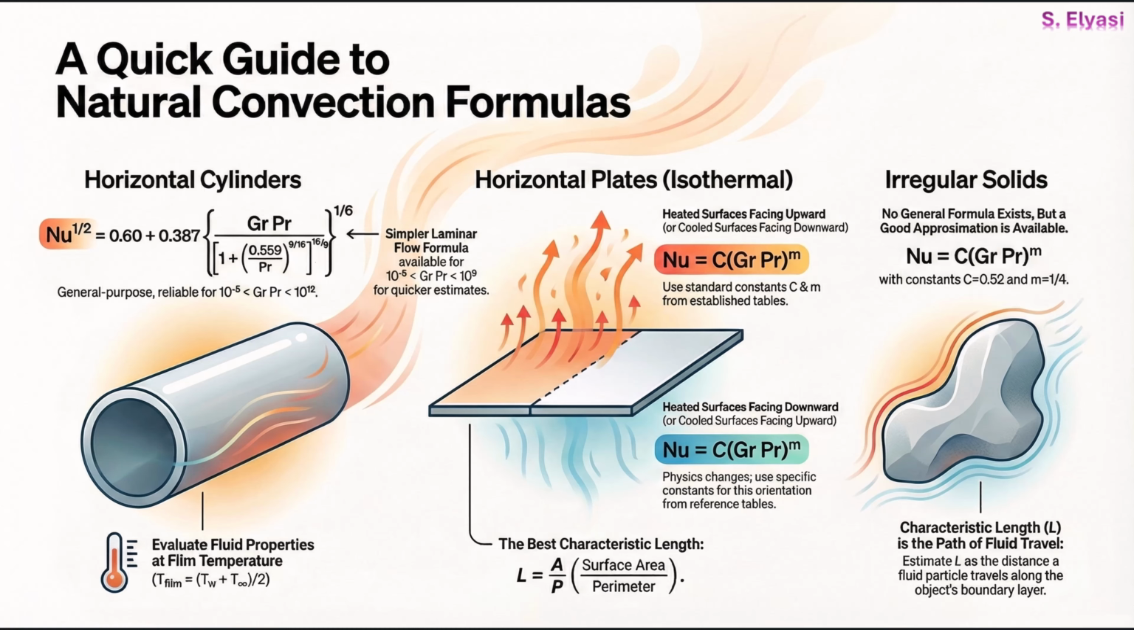And finally, you absolutely have to nail two critical inputs. Your whole calculation depends on them. First is the film temperature, where you evaluate your fluid properties. And that's easy. It's just the average of the wall and the ambient temperatures. The other one is characteristic length, or L. For a horizontal plate, it's just the surface area divided by the perimeter. For irregular shapes, you just estimate it as the path the fluid takes along the boundary layer. So, just remember, apply the right correlation for your object's shape, nail the film temperature and characteristic length, and you'll get a reliable estimate for natural convection heat transfer.